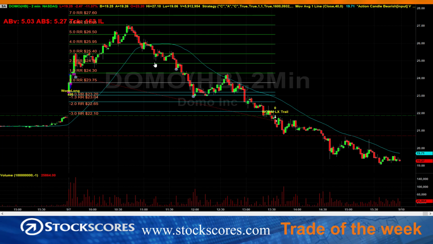You can see what happened with DOMO as it really fell off with the break of the upward trend line right about 10:45 on the 2-minute chart there. It fell into the close and ended up making a pretty significant reversal where it went from being up 6 RR to actually closing down about 7 RR.